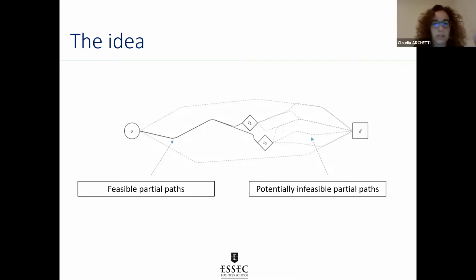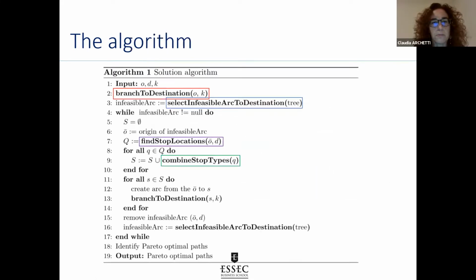Okay, so this is just what I was mentioning to you. This is the scheme of the algorithm. I've already shown you how the branch to destination procedure works. This is just the procedure that determines the k-best path from the point that we are considering up to the destination. Then we select and analyze an arc which is infeasible, so that cannot be traversed up to destination, because then we analyze this path in order to determine where we need to stop.